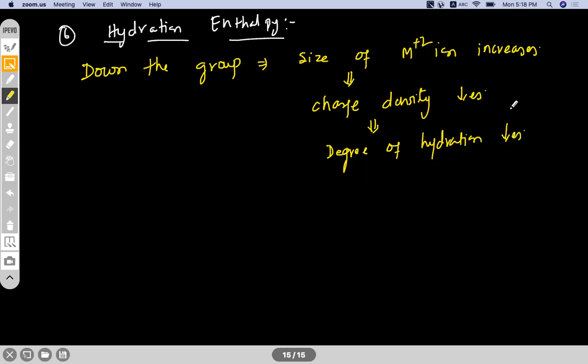Charge density means charge per unit volume. Charge divided by the volume of the ion, whatever it is, that is charge density. Whenever a density term is associated with charge, we always consider per unit volume. Sometimes they also write charge to radius ratio, which is nothing but the same thing. The terms are different, but the result will be the same whether you consider volume or radius ratio.